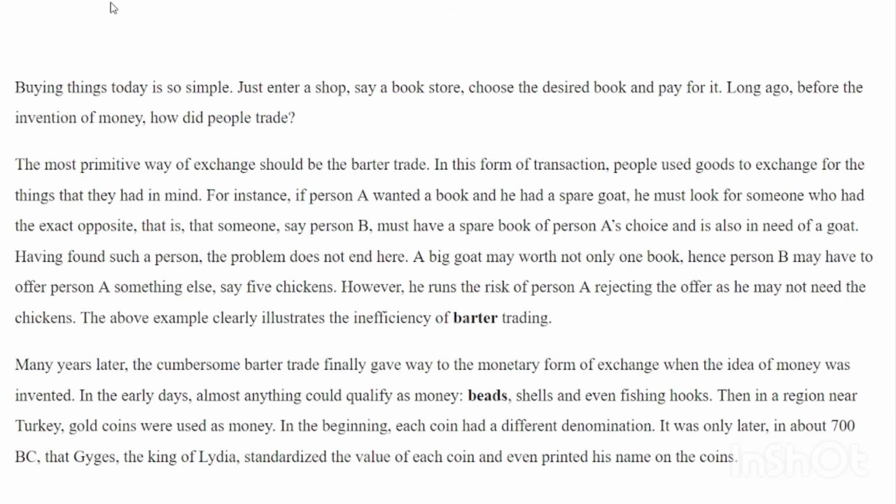So for example, let's read this together. Buying things today is so simple. Just enter a shop, say a bookstore, choose the desired book and pay for it. Long ago, before the invention of money, how did people trade? The most primitive way of exchange should be the barter trade. In this form of transaction, people used goods to exchange for things they had in mind.